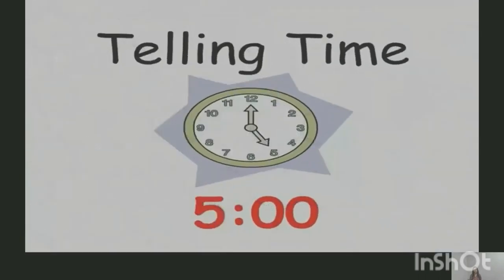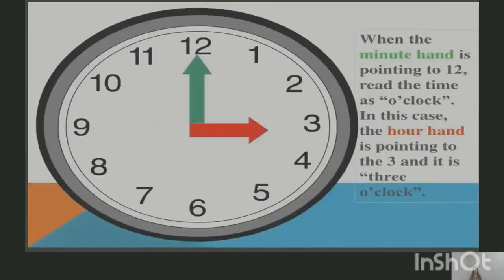Now let us study some clocks and try to read the time shown in the clock. In this case, the small hand is pointing at 3 and the big hand is pointing at 12. When the minute hand, that is green in color, which is the bigger hand here, is pointing at 12, we read it as o'clock. The hour hand is pointing at 3, so the time shown here is 3 o'clock.